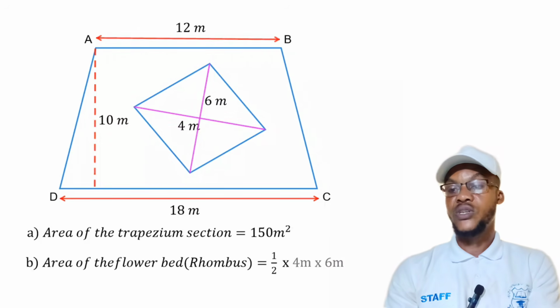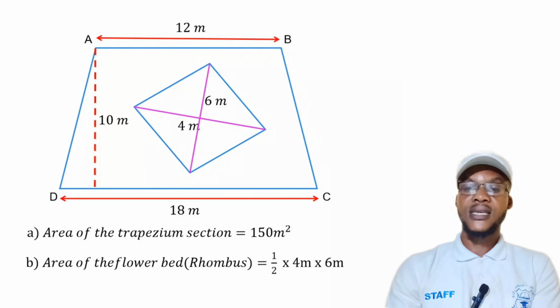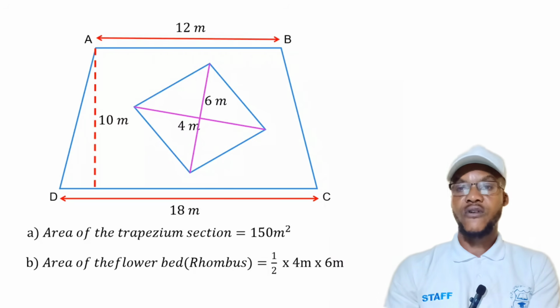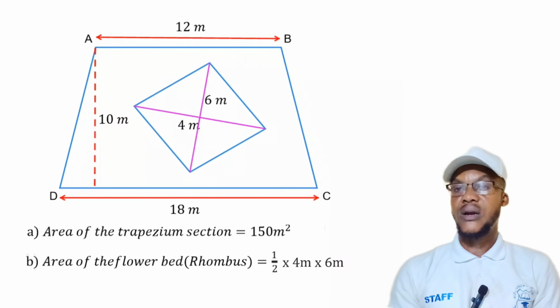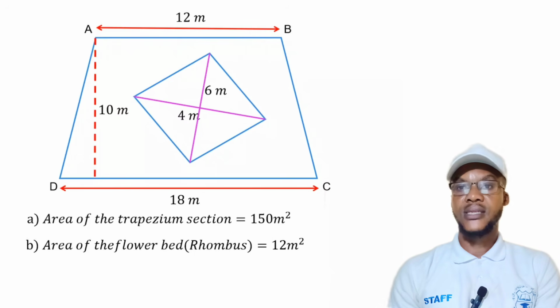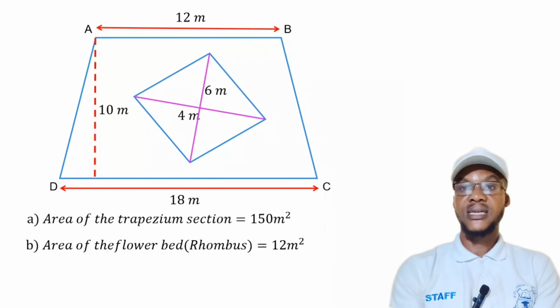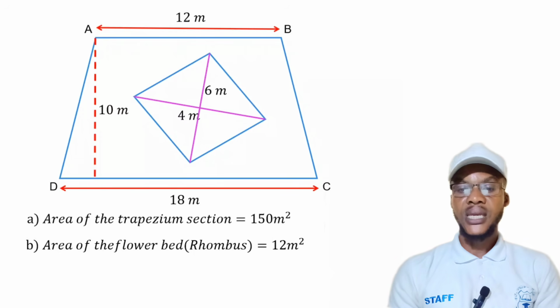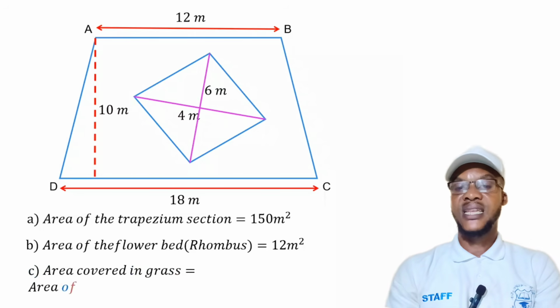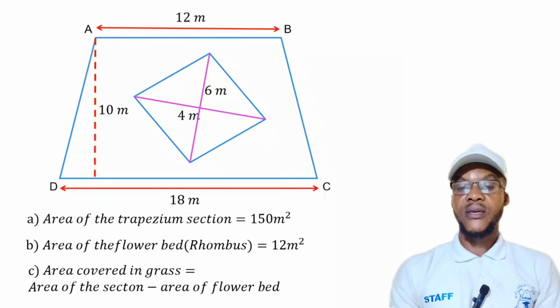We also know the two diagonals as 6 meters and 4 meters. So half multiplying 4 meters by 6 meters, and that is what we are going to get: 12 meters squared. So it means that the area of the flower bed is 12 meters squared.